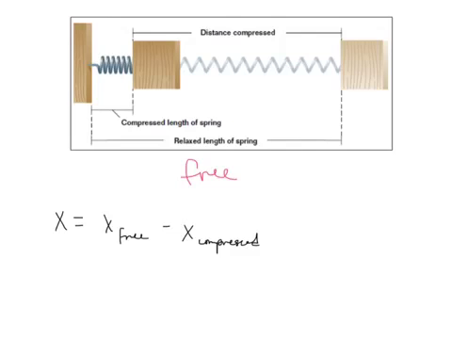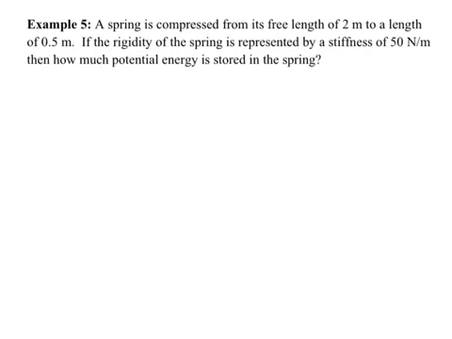Example 5 says a spring is compressed from its free length of 2 meters to a length of 0.5 meters. So we have some sort of compression already. If the rigidity of the spring is represented by a stiffness of 50 newtons per meter, so again it would take 50 newtons of force to stretch the spring 1 meter, or compress it 1 meter, then how much potential energy is stored in the spring?